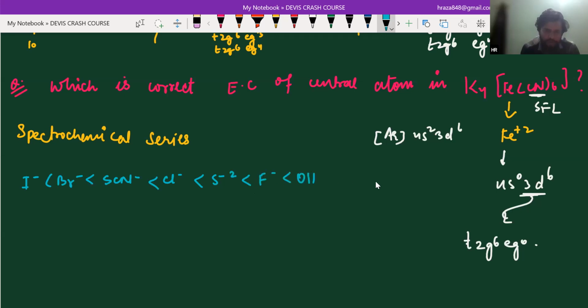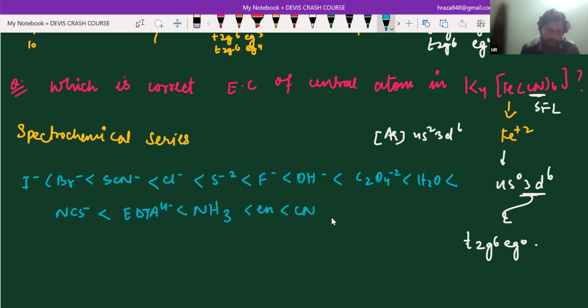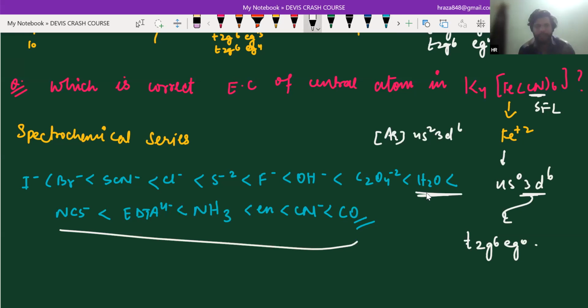Then OH minus, hydroxide ion, and then C2O4 2 minus, and then H2O. And after this H2O, we consider them strong ligands: NCS minus, and then comes EDTA 4 minus, and then comes your NH3, and then comes en, and then comes CN minus, and then comes CO, the strongest ligand. So from here, you are going to learn that all these are strong ligands.